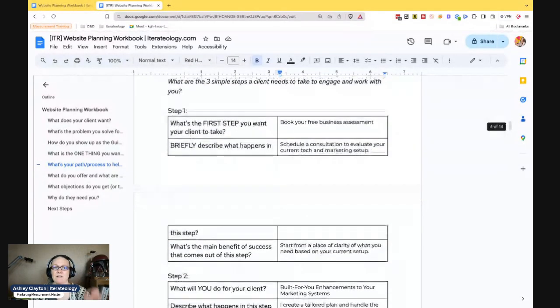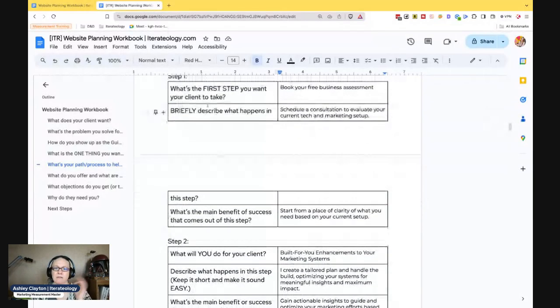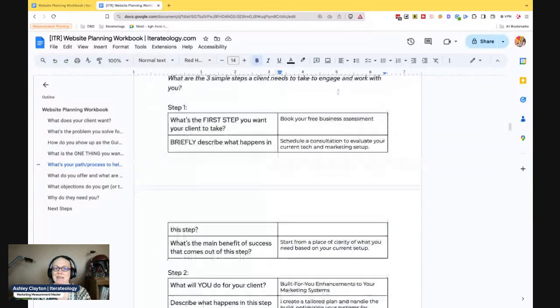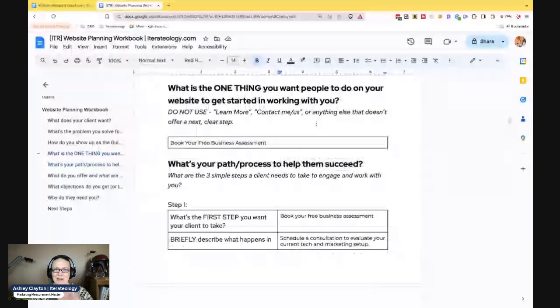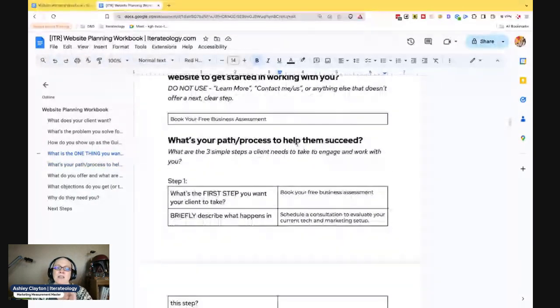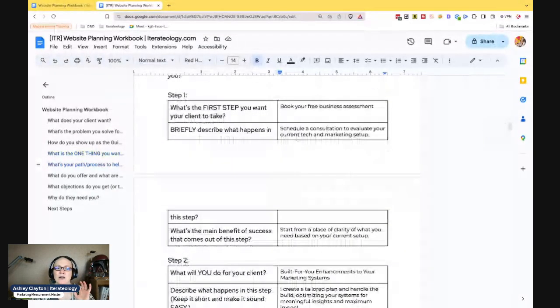So for this, what's the first step to take? Book your free business assessment. This is always going to be the same as the answer here. Spoiler alert. The next is briefly describe what happens, because this gives you copy or words that you can include. If they're like, "book your free business assessment, whoa, what does that mean?" It's okay, I'm going to schedule a consultation about a topic.